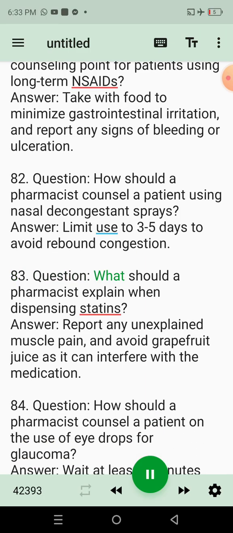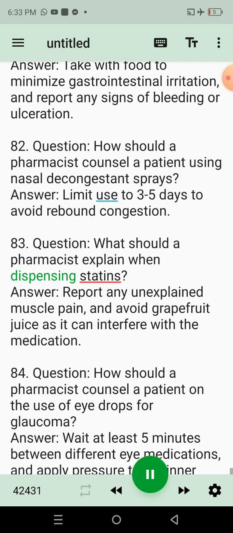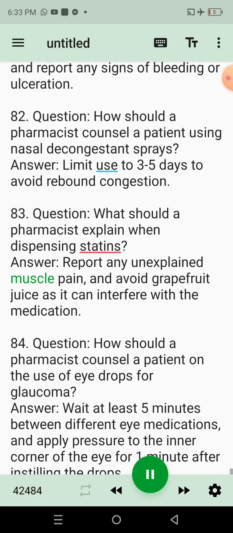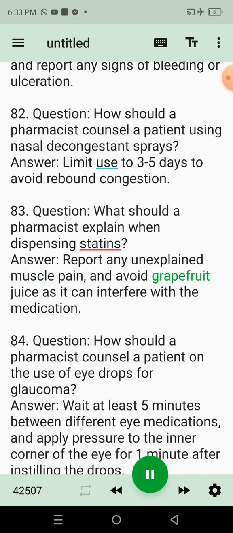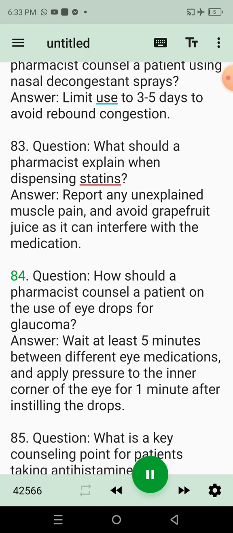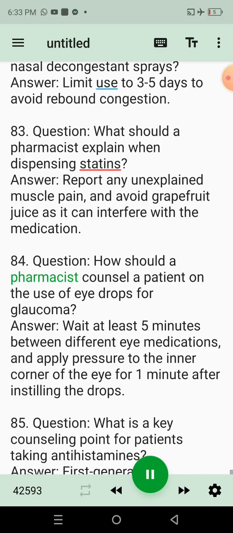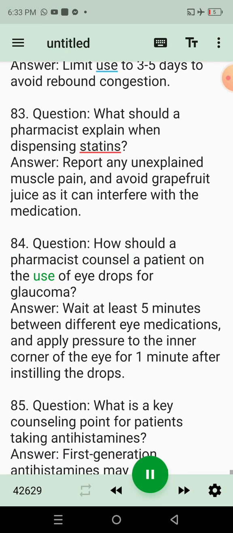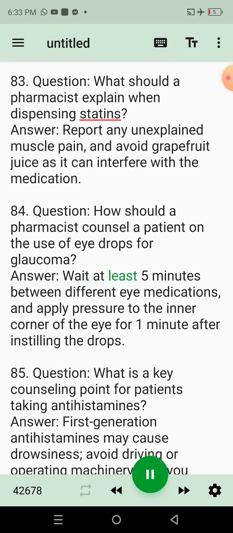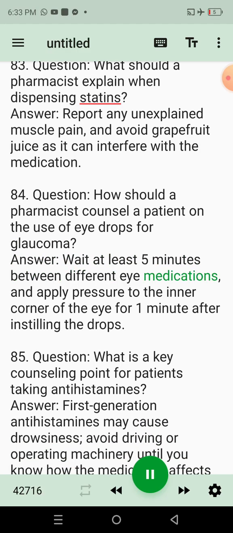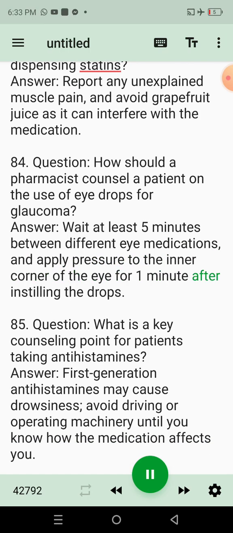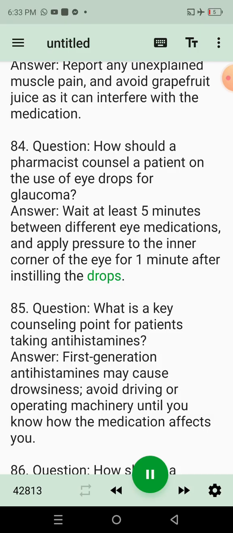83. Question. What should a pharmacist explain when dispensing statins? Answer. Report any unexplained muscle pain, and avoid grapefruit juice as it can interfere with the medication. 84. Question. How should a pharmacist counsel a patient on the use of eye drops for glaucoma? Answer. Wait at least 5 minutes between different eye medications, and apply pressure to the inner corner of the eye for 1 minute after instilling the drops.